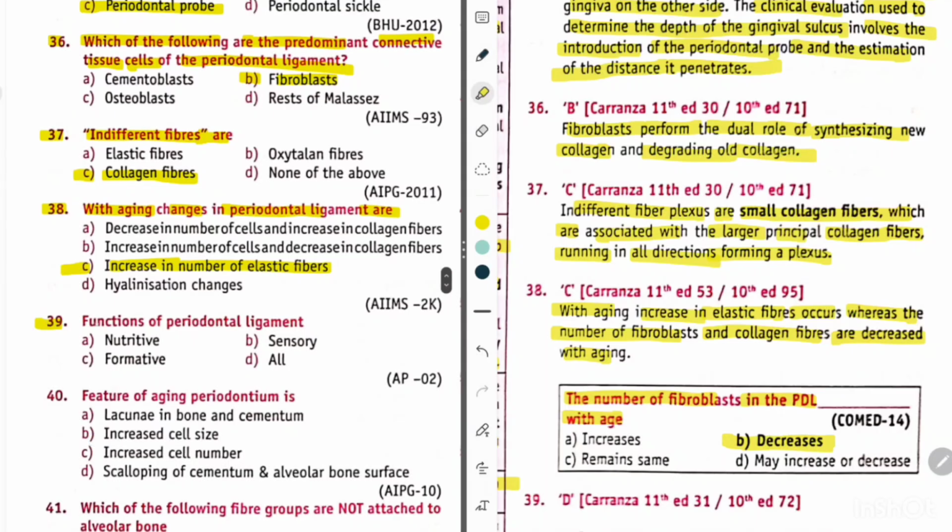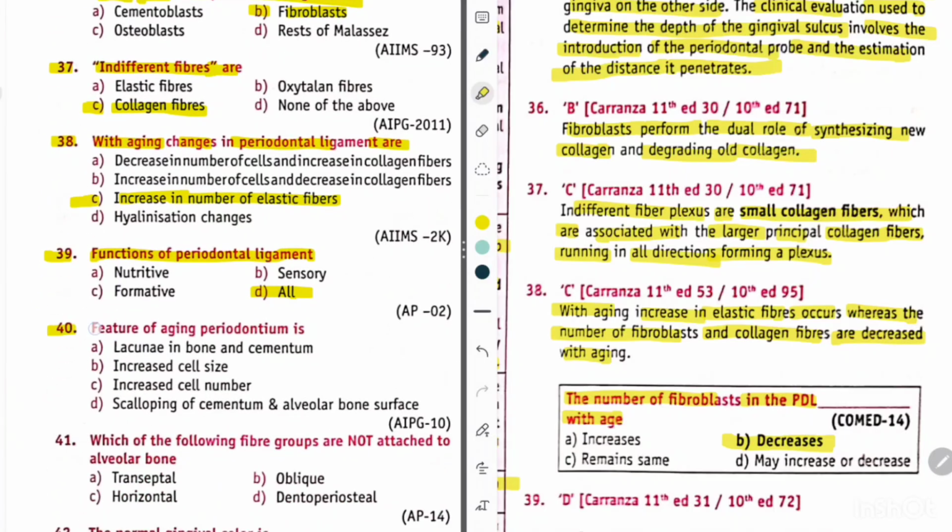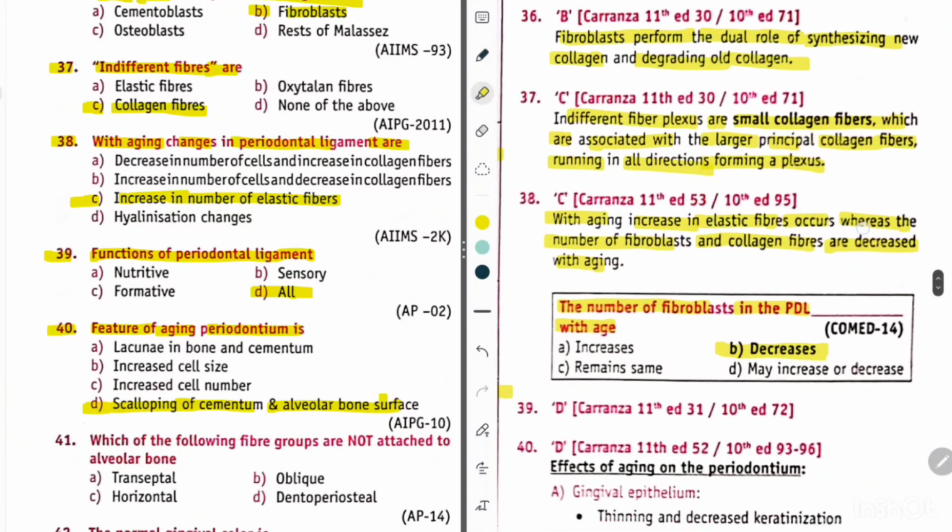Now question 39. Function of the periodontal ligament. Option A, nutritive, option B, sensory, option C, formative, or option D, all. So its answer is all. Question 40. Feature of aging periodontium is option A, lacunae in bone and cementum, option B, increased cell size, option C, increased cell number, or option D, scalloping of cementum and alveolar bone surface. So its answer is option D, scalloping of cementum and alveolar bone surface.